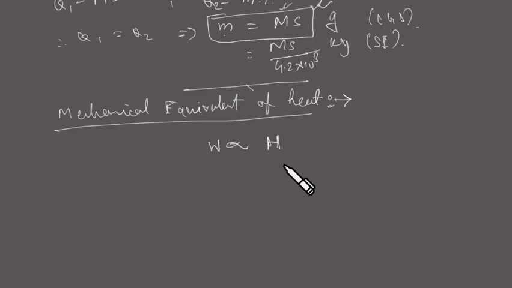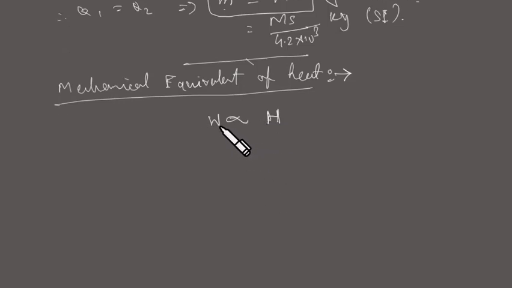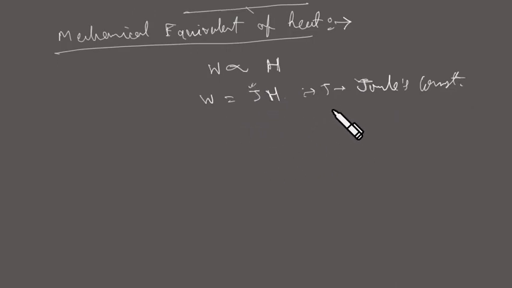Alright, or vice versa, the heat energy produced is directly proportional to the work we do. Or we can write JW equals to JH. This J is called the Joule's constant, or mechanical equivalent of heat. This J is also called the mechanical or work equivalent of heat.